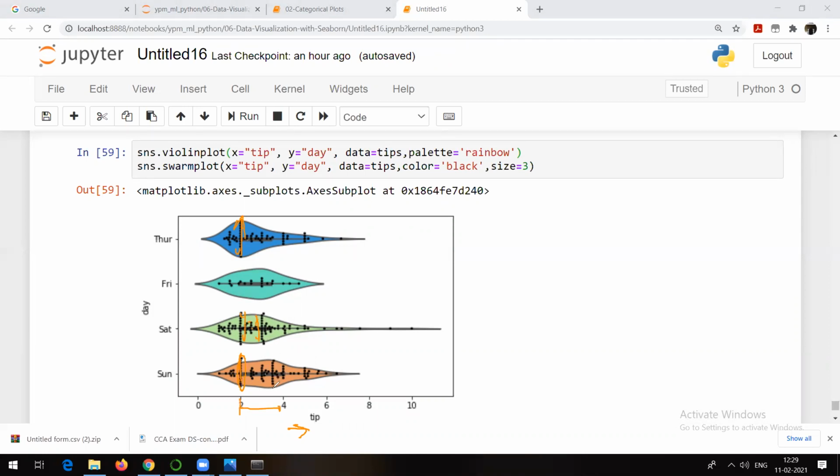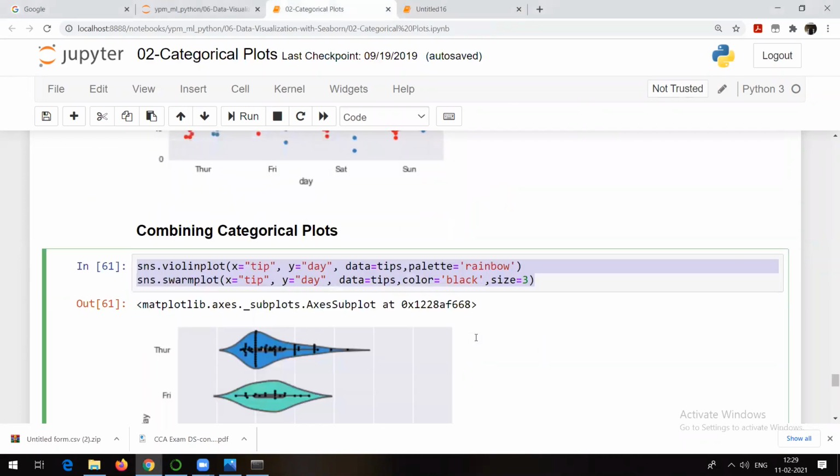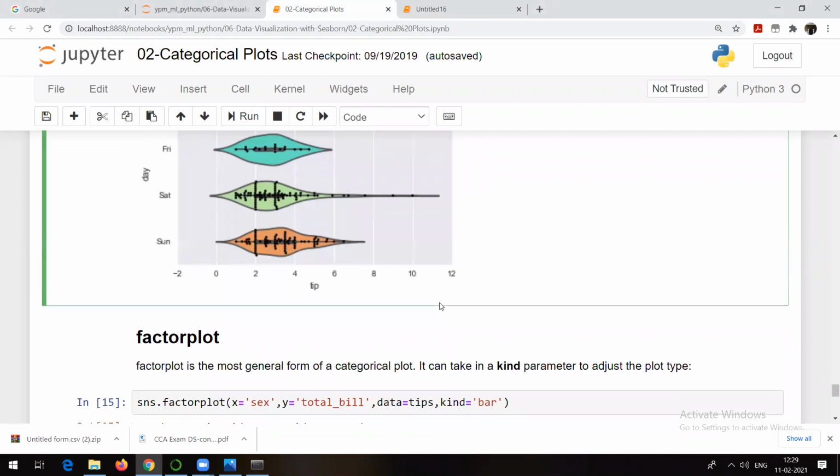That means people prefer giving tips between $2 and $4 most of the time. And again, on the basis of days, you can find out which day they prefer giving. On Saturday and Sunday, most of the people give the tips. That is the weekend. So that is swarm plot and violin plot. That's what you can notice.